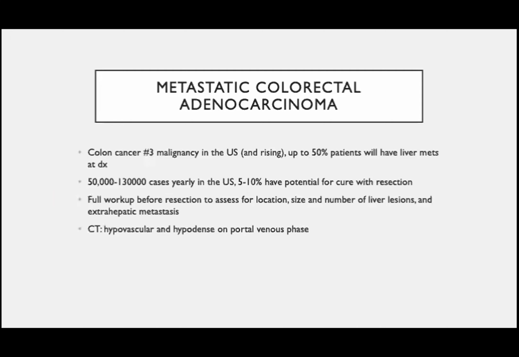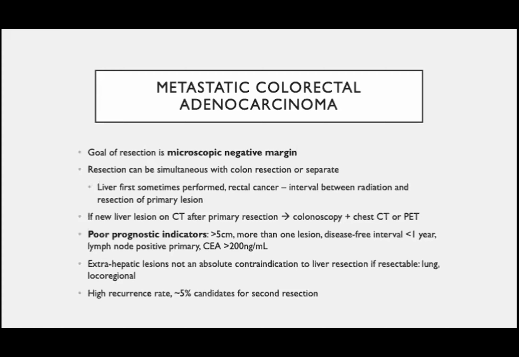Colon cancer is the number 3 malignancy. We can go over this later, but 5 to 10% of these patients are cured with resection. Up to 50% of patients will have liver METs at presentation. Obviously, you need a full workup before resection to assess location and size. On CT, they're hypovascular and hypodense on portal venous stage. The goal of resection here for metastasis is removing the METs with microscopically negative margins. It can be resected at the same time as the colon or separately.